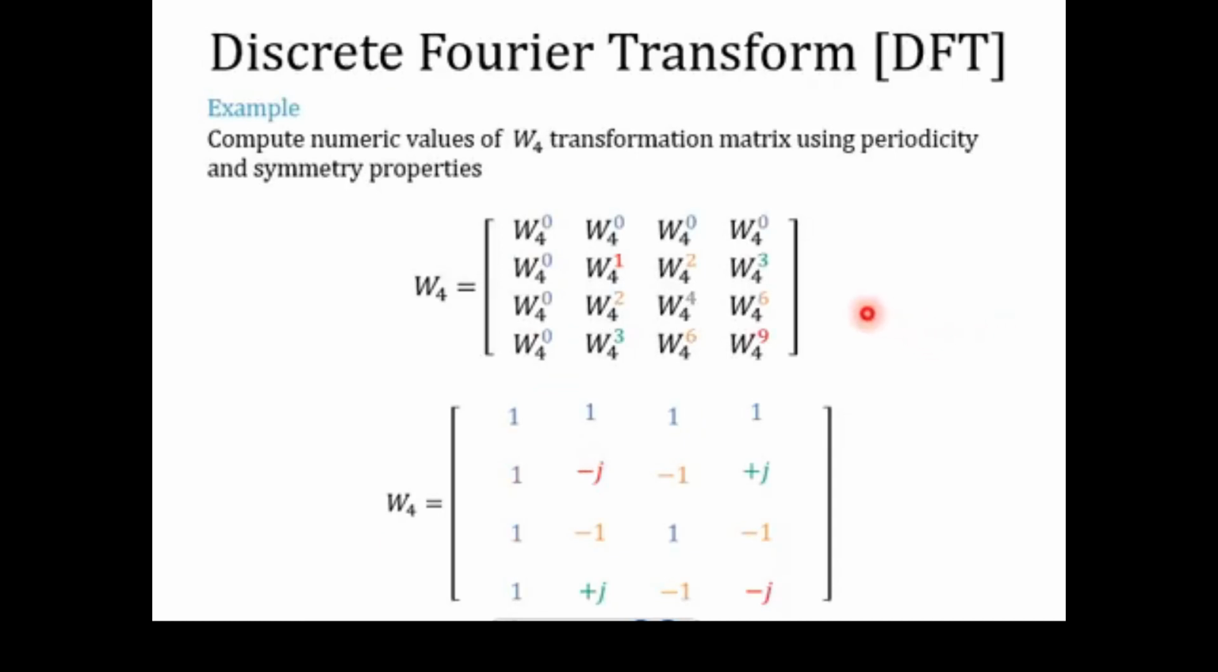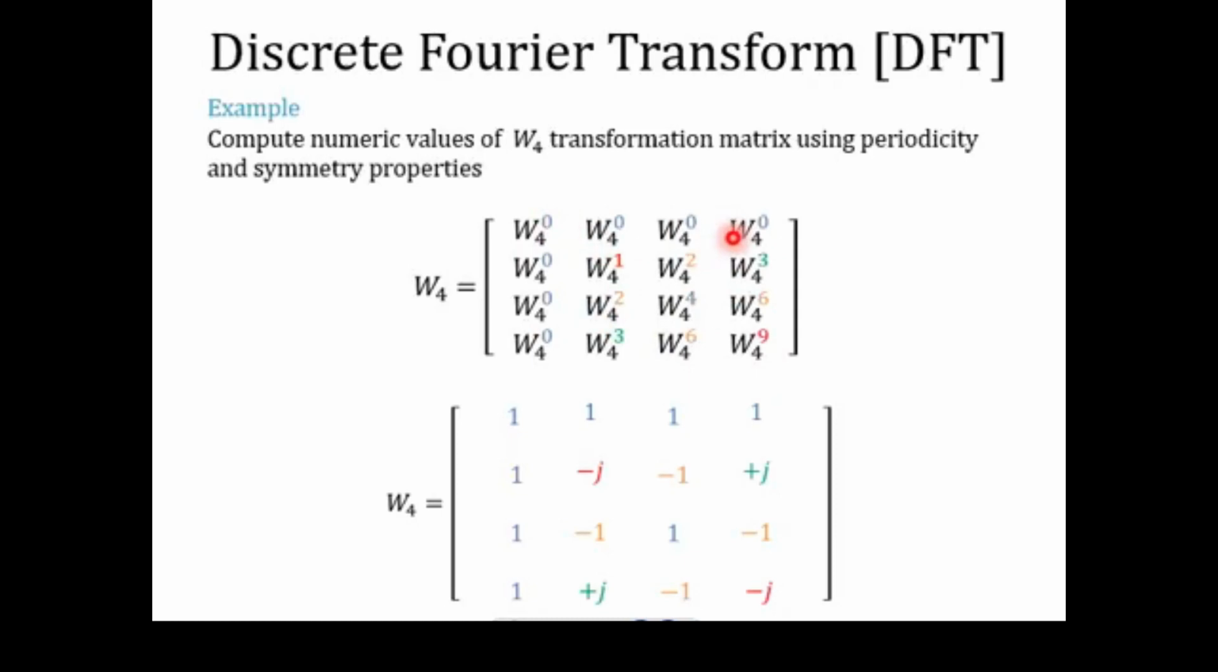Now let's consider this example where we will try to write the transformation matrix values by using periodicity and symmetry properties. So the idea is in the W4 matrix, we have to just calculate two values, which are W40 and W41. With the help of these two values, we can fill the whole matrix. So there is no need to find the remaining entries in this W4 matrix.